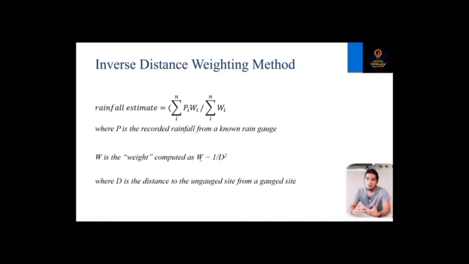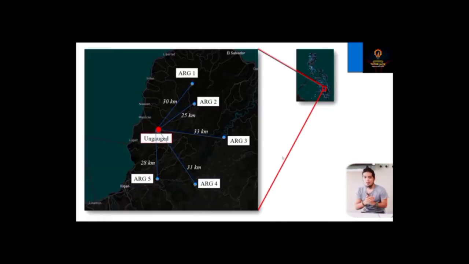So, ibig sabihin, kung meron kang unknown, tapos meron dalawang rain gauges, RG1 at RG2. RG2 natin is 100 kilometers away from the ungauged site, tapos yung RG1 is 50 kilometers away from your ungauged site. So, mas malaki dapat yung influence ng 50 kilometers lang compared sa 100 kilometers. So, yun yung ibig sabihin ng weight natin. Okay, diretso na tayo na example.